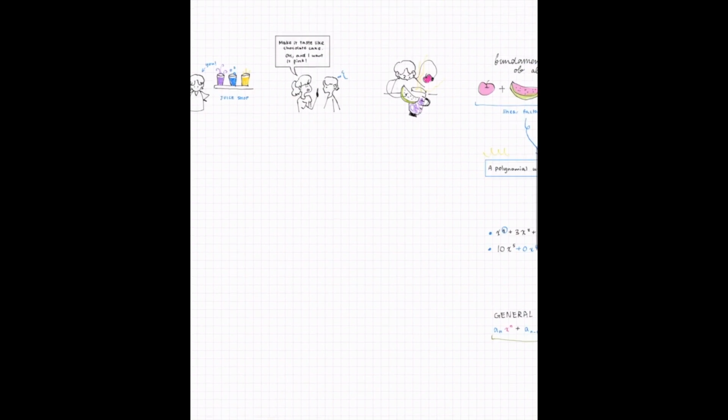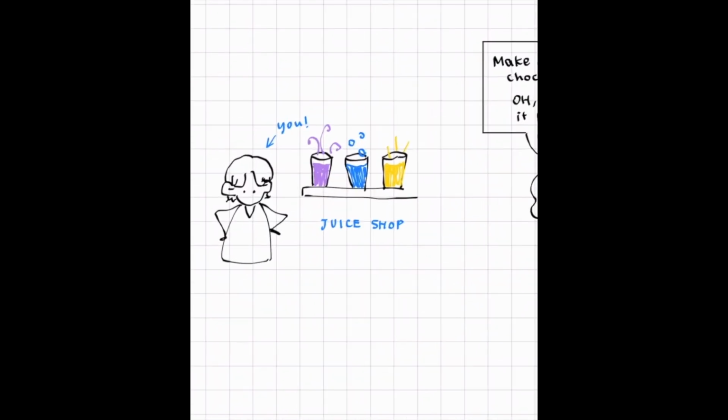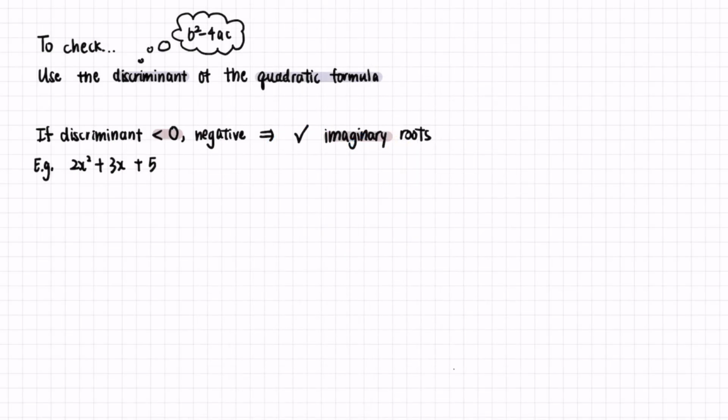Just like how, as a juice owner, you were trained to break unique juices down into their basic components, you can also learn to convert polynomials to their roots through various methods. Now that you know that a polynomial can have both real and imaginary roots, we need to find out whether a polynomial has imaginary roots or not. And to find out that, we need to use the discriminant of the quadratic formula.